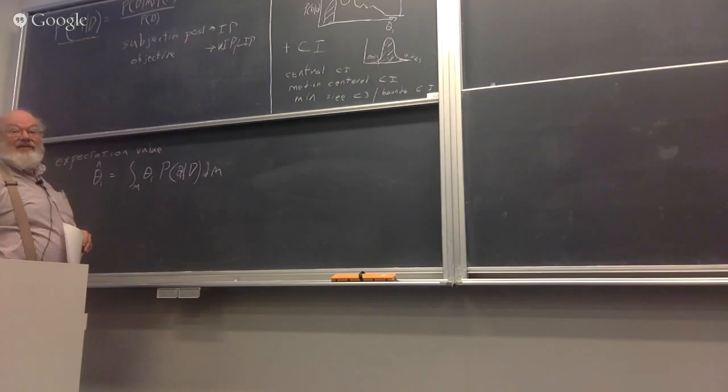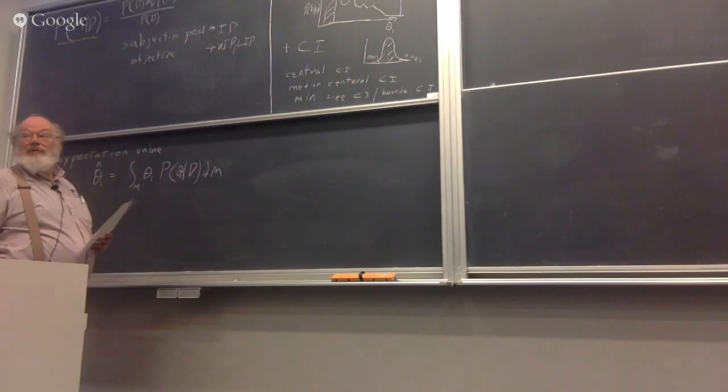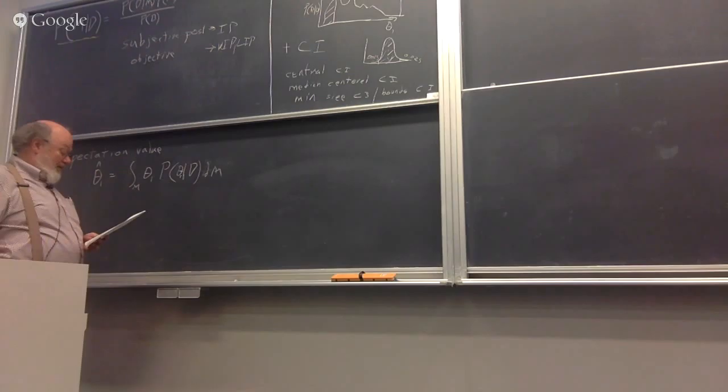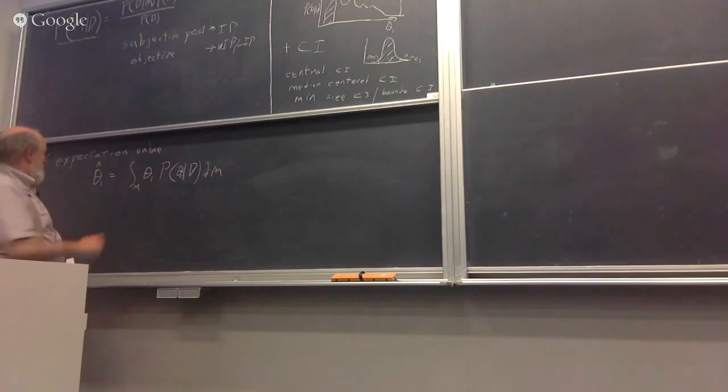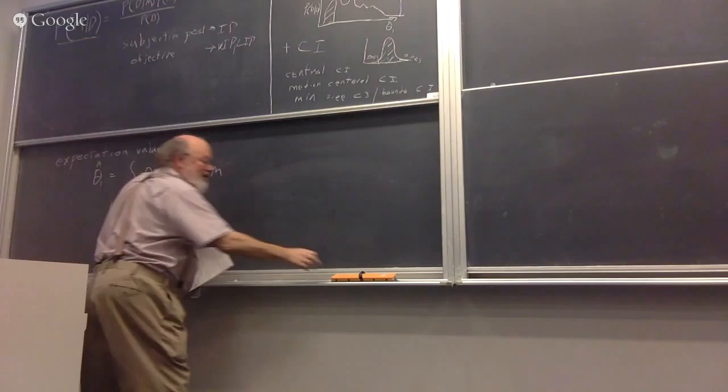In this case, if it's a single parameter, then I can just replace the model with theta 1. So I can calculate expectation values in the one-dimensional case. Again, it's very simple. I can calculate the expectation value of moments or anything I want. So that's sometimes a handy way of summarizing things. And there are, of course, marginalization techniques.